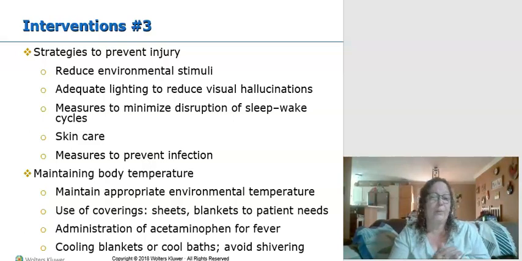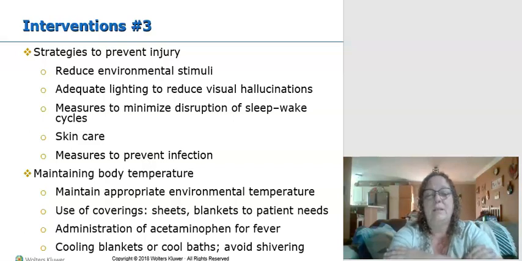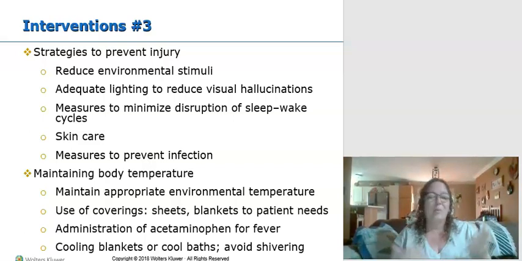We want to make sure we maintain body temperature. Remember, increases in body temperature can increase metabolic demand at a time when we have a limited supply, especially in the brain, right? So temperature is maintained at less than 38 degrees Celsius or 100.4. We also want to avoid shivering, because if you get too cold, again, it increases metabolic demand. So we want to maintain appropriate environmental temperature, and the room shouldn't be too hot or too cold.